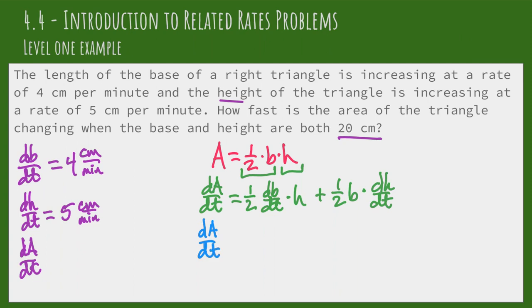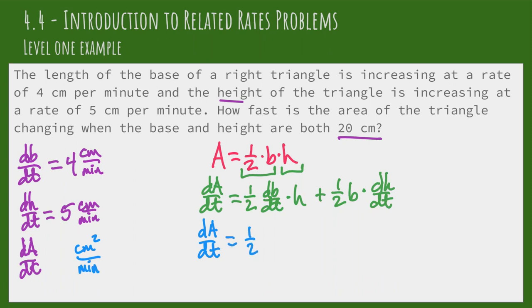By the way, for dA/dt, we should expect units to be area measured in square centimeters because lengths are measured in centimeters, and time measured in minutes still. So we should expect an answer in square centimeters per minute. So let's see if we get that.